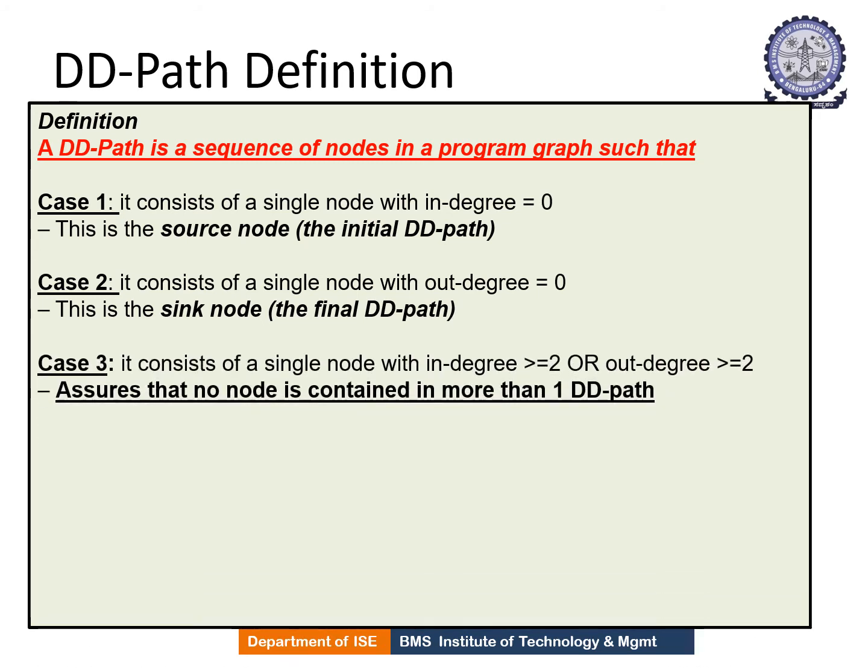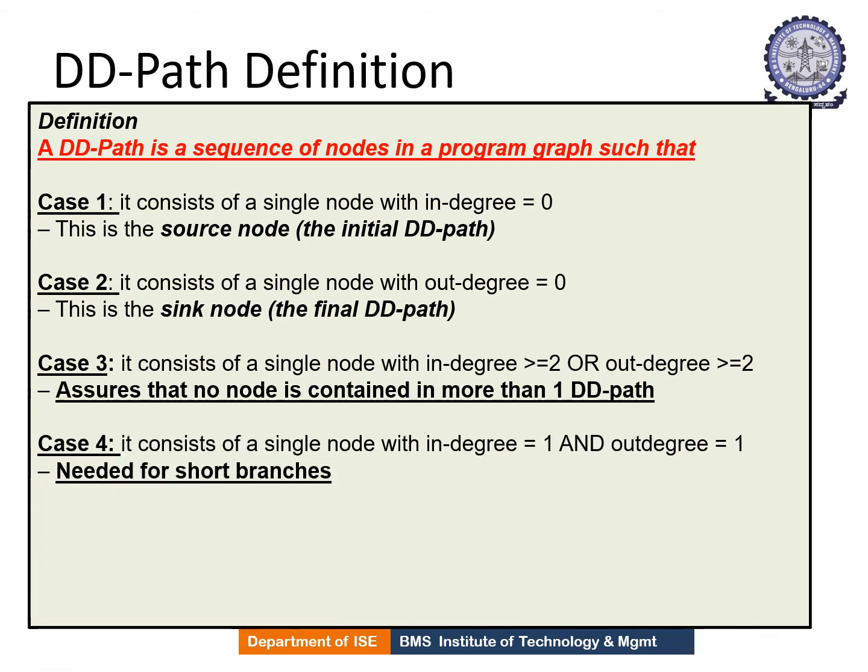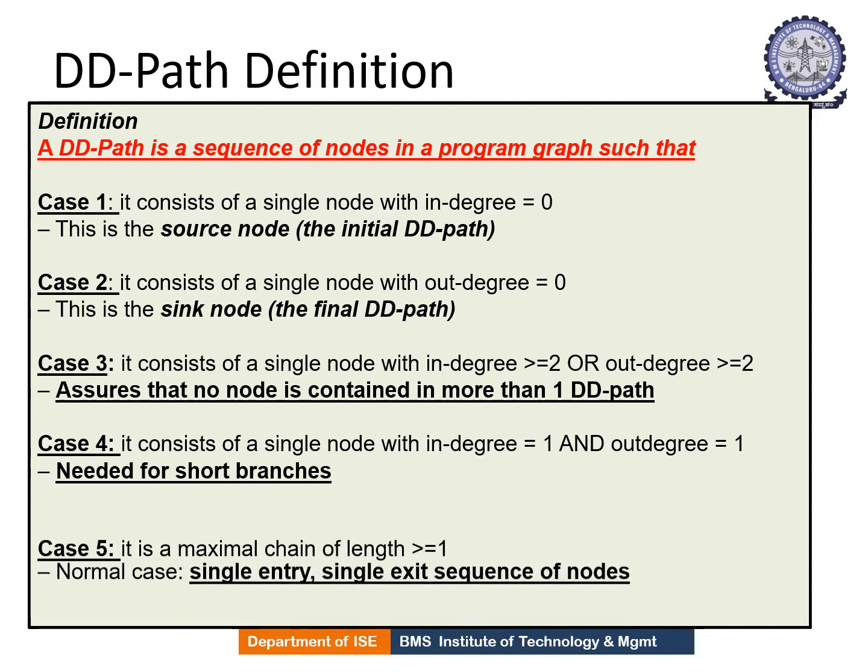Case number 3: it consists of a single node with in-degree greater than or equal to 2 or out-degree greater than or equal to 2. This assures that no node is contained in more than one DD path. Case number 4: it consists of a single node with in-degree equal to 1 and out-degree equal to 1. This is needed for short branches.